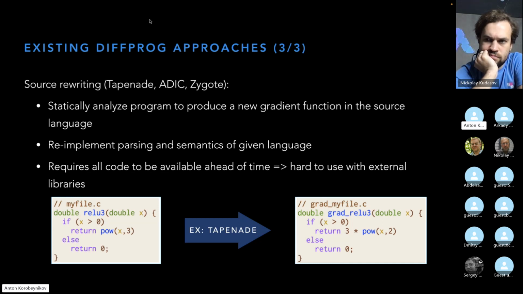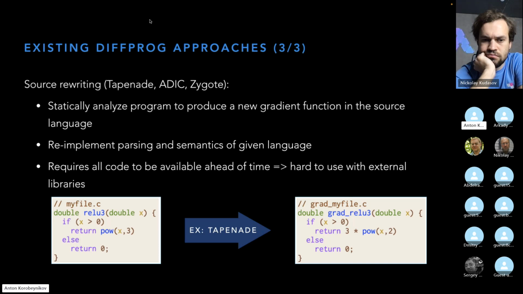So the major disadvantage here is that it essentially requires all the code to be available ahead of time. Meaning that it's hard to use external libraries, so we need to do some kind of shims or thunks or whatever to represent that boundary where we have to provide the gradients for the external functions. So, these are essentially the three main existing approaches to differentiable computing, and all of them have their own pros and cons.